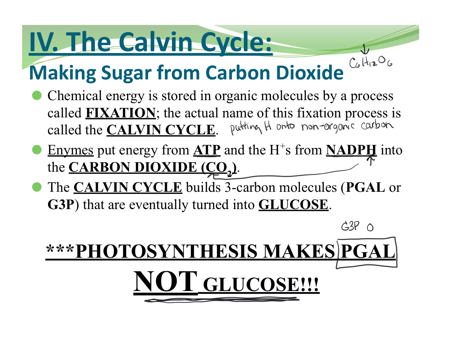pGal is a 3-carbon molecule. It's a 3-carbon molecule that has H's and O's attached to it, which makes it organic. Now, what can pGal make? What kind of organic molecules can pGal make? pGal can be made into any organic molecule.